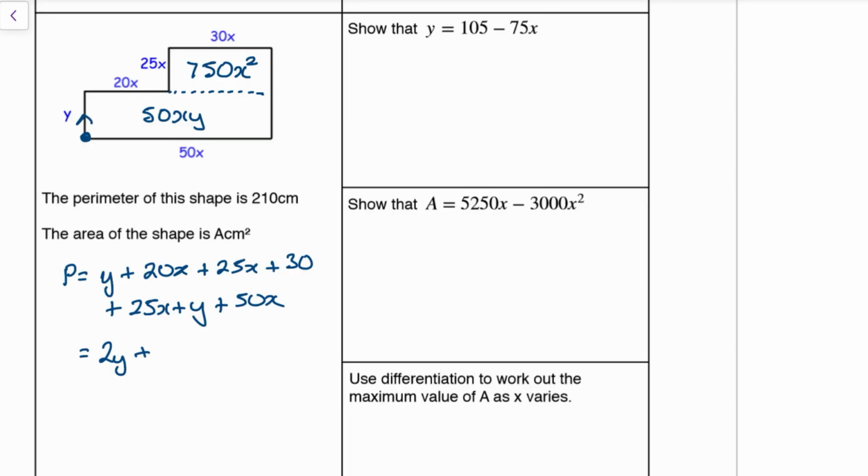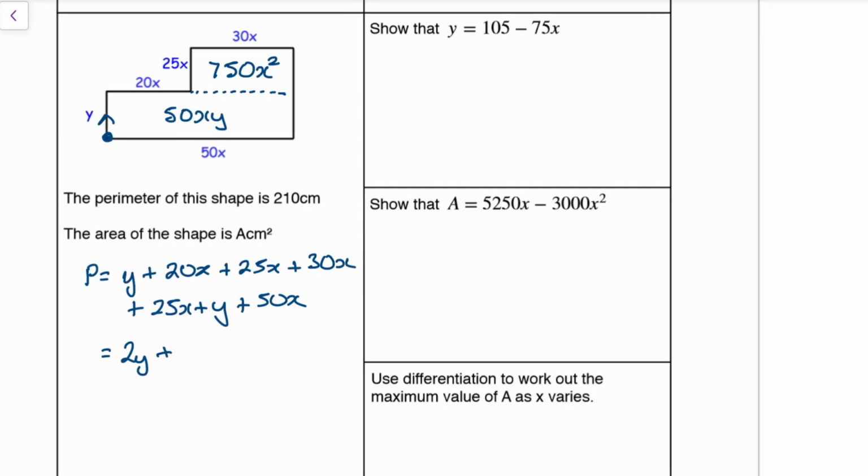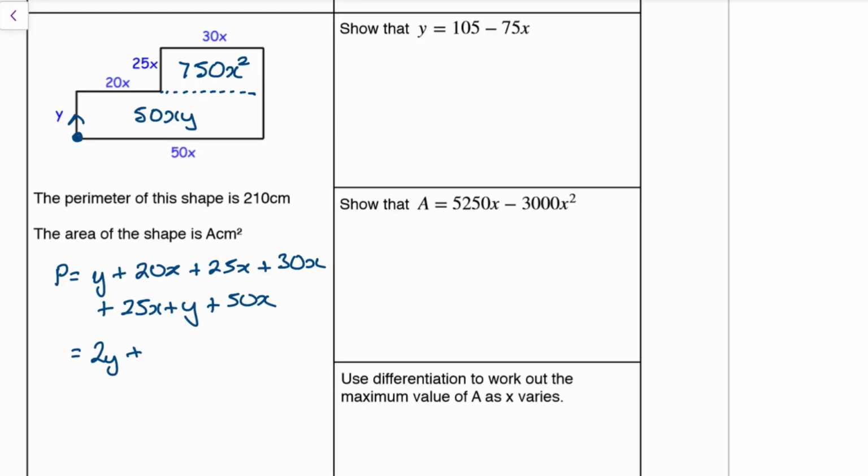So it's 20 plus 25, that 30 is a 30x, isn't it? Plus 30 plus 25 plus 50, which is going to give me 150x. And I know from the question my perimeter is equal to 210. Now if I look about what I need, 1y, and actually I can see already if I halve everything this is going to work. So let's halve this equation down here. So this implies that 1y plus 75x equals, well, half of 210 is 105.